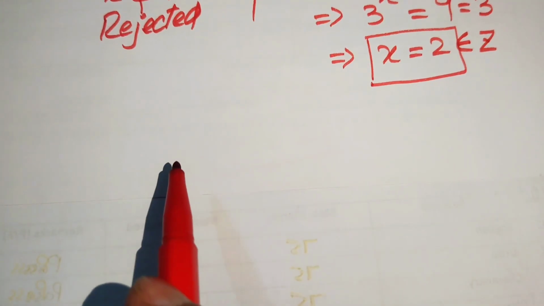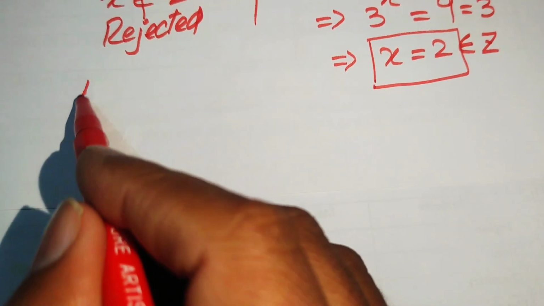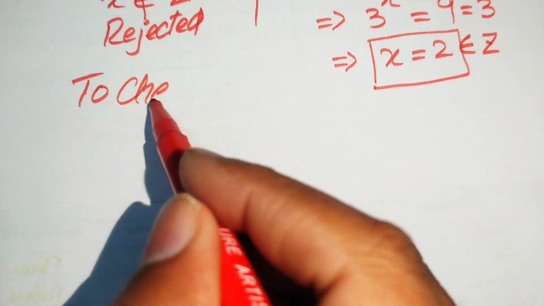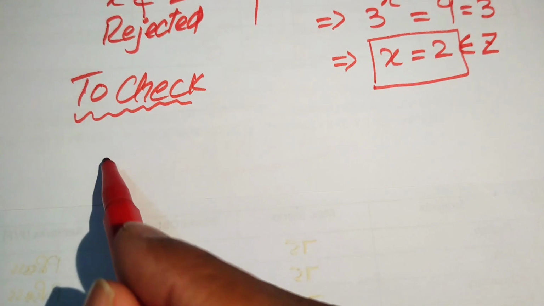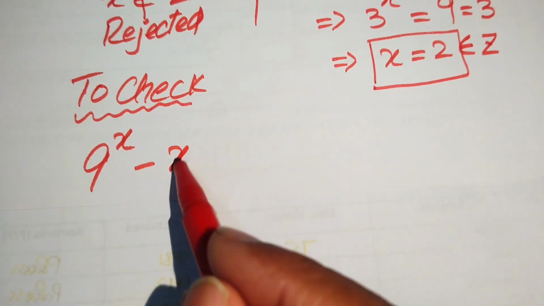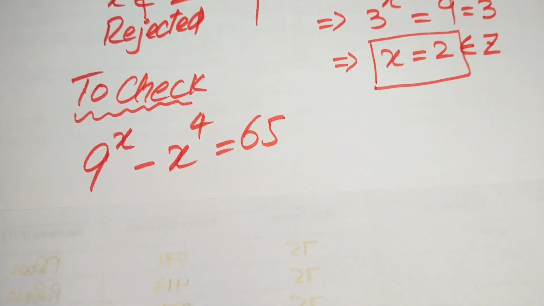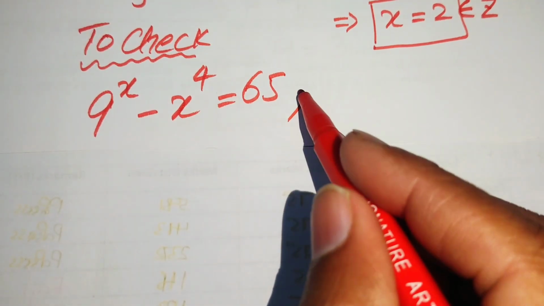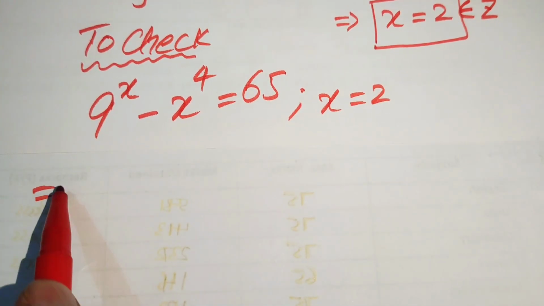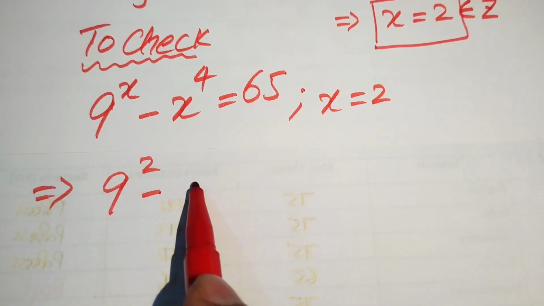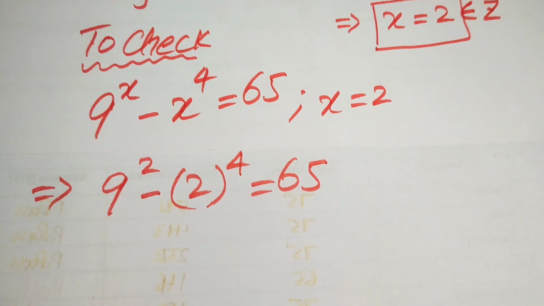And now we check this integer solution. Does this value of x satisfy our given equation or not? To check this solution, first we need to copy down the given question statement. It is 9 to the power of x minus x to the power of 4 equals 65, and here we substitute x equals 2. So when you substitute x equals 2, it is written as 9 square minus 2 to the power of 4 equals 65.